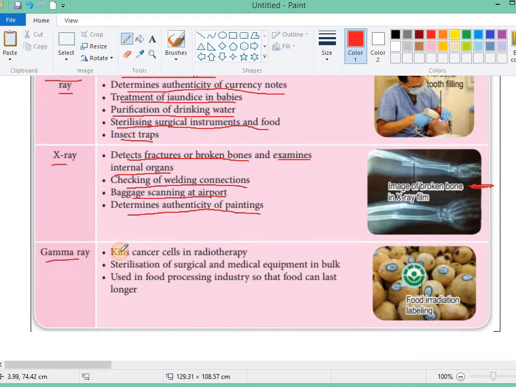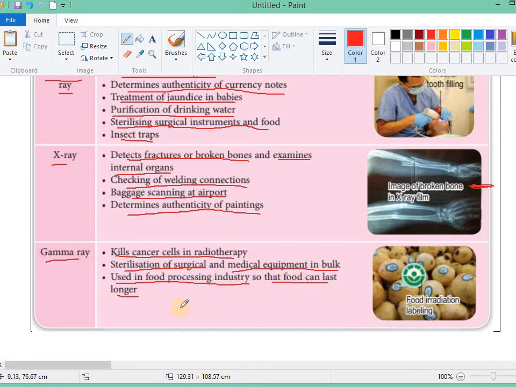Okay, so the last one, gamma ray. Gamma ray is very strong, has a lot of energy, so it can kill cells very easily. So we can use it to kill cancer cells in radiotherapy, and for sterilization of surgical and medical equipment in bulk. It is used in the food processing industry so that food can last longer.